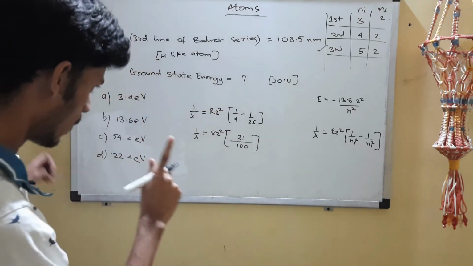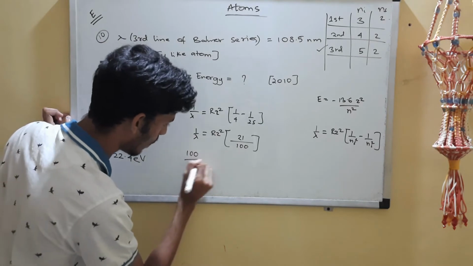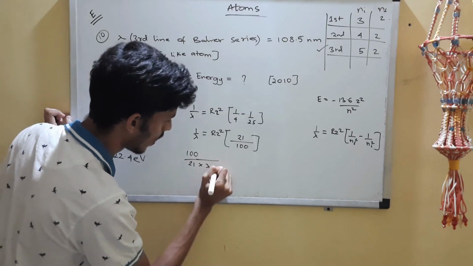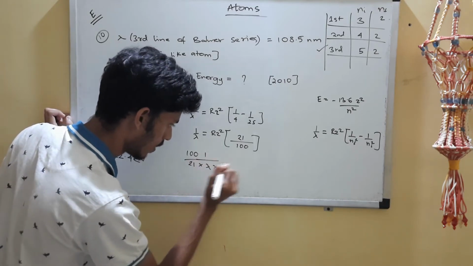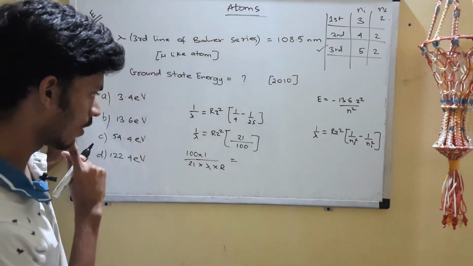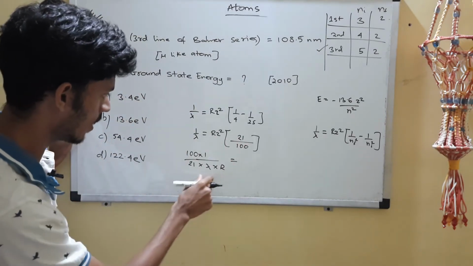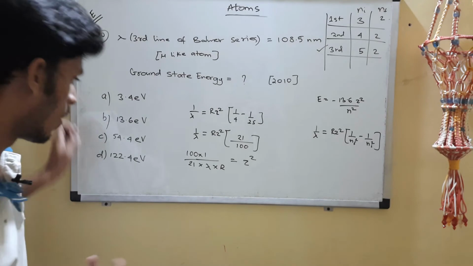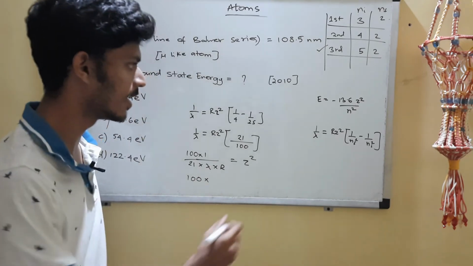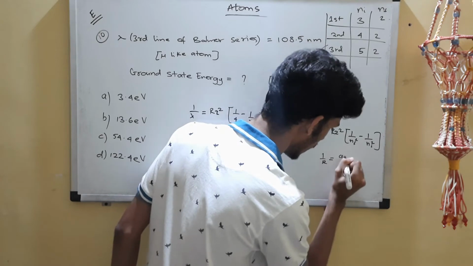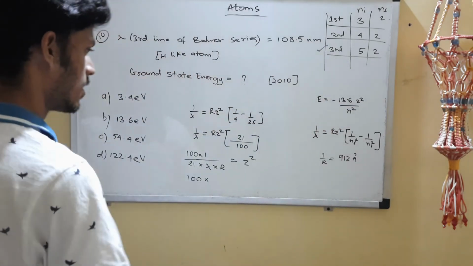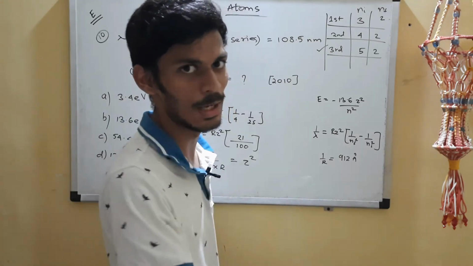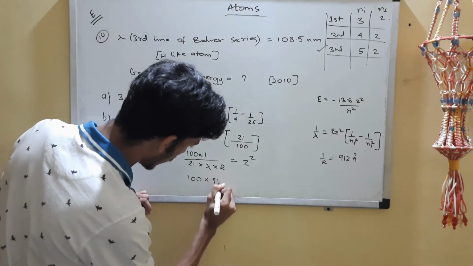Okay, fine. Now let us solve this. So 100 upon 21, here you'll have lambda, and here you'll also have 1 by R. R comes over here, and this will give you Z squared, right? So now just a trick guys, 1 by R is 912 angstroms. This is something that you should remember. Even if you don't remember the value of R, it's okay. 1 by R is 912 angstroms. So 912 over here.